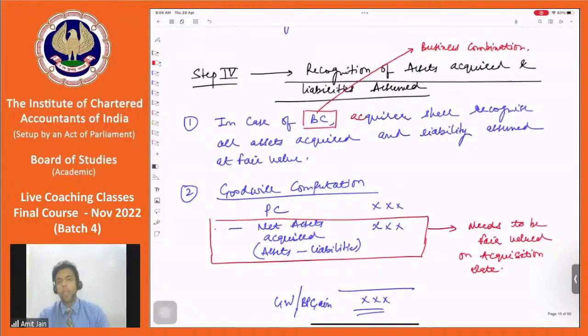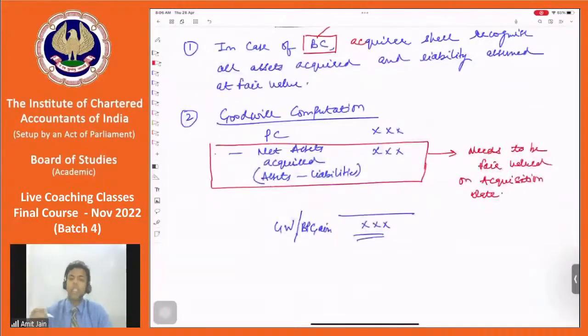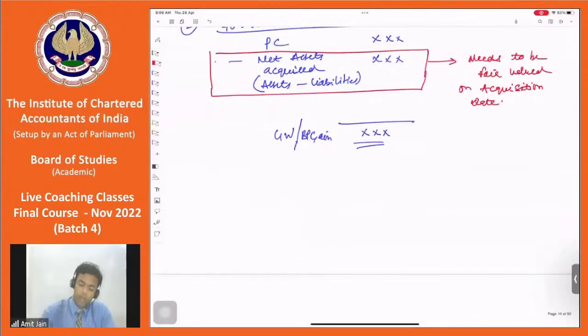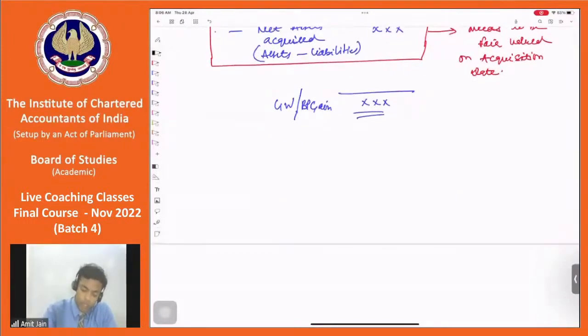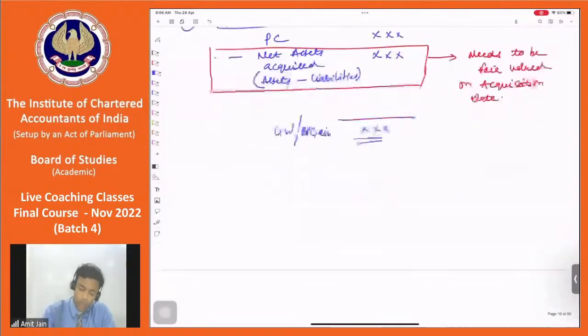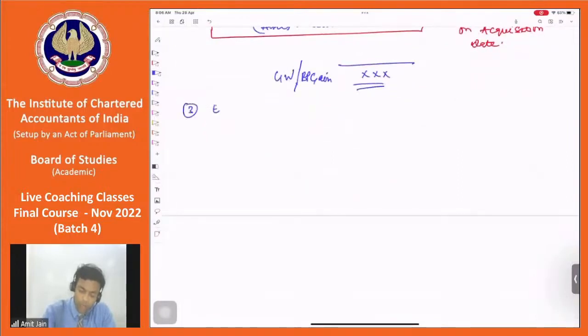So in simple sense, what are we saying? When we are doing business combination accounting, when I am acquiring a business, a legal entity, I need to account for net assets acquired. It may be land, building, plant and machinery, intangibles, etc. What are the examples of assets acquired? What can be the examples?